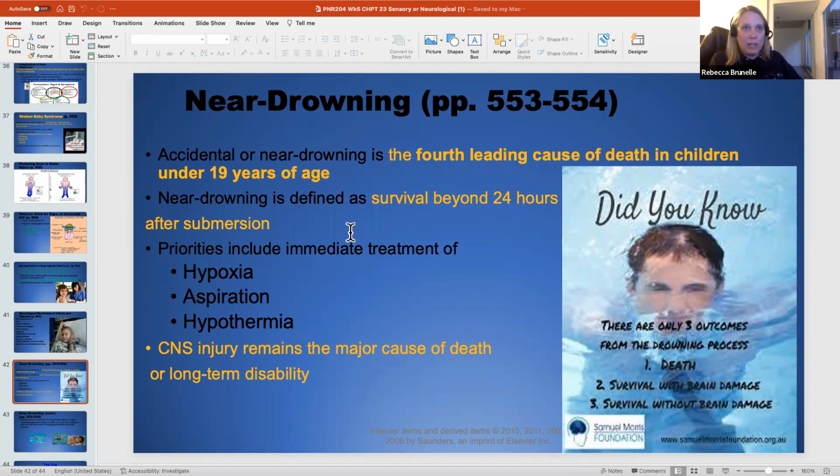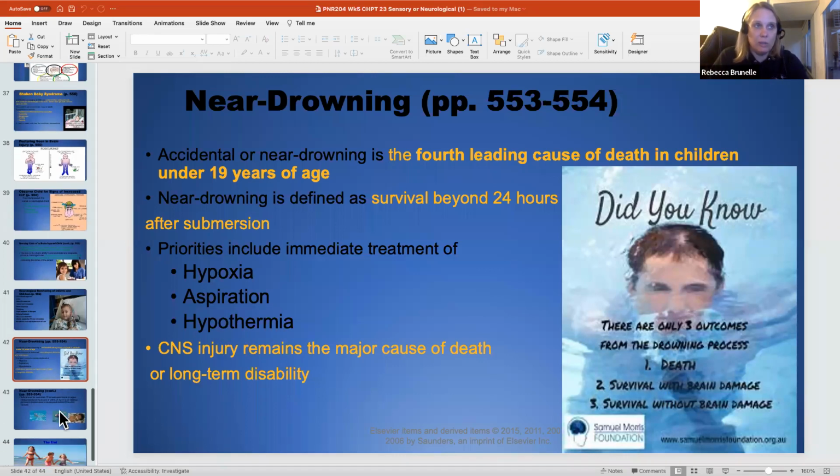So if you've had a child that was submerged in water, had a near drowning event, you're focused on hypoxia, so what their oxygenation level is, aspiration, they can have a lot of damage to their lungs, and then hypothermia, an inability to maintain their body temperature. And even if they survive, they can have permanent brain damage after a near drowning event.